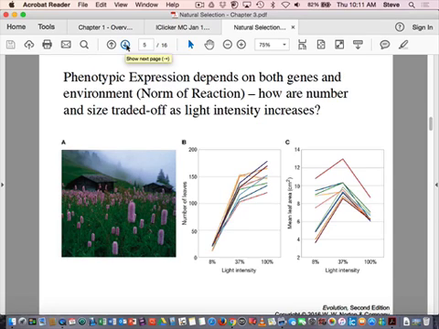But anytime you have this case where a genotype produces a certain value in one environment and a different value in another environment, but it varies among the genotypes, that's what we call a gene-environment interaction. So let me just give you an example of that. And we'll be coming back to a lot of these things.